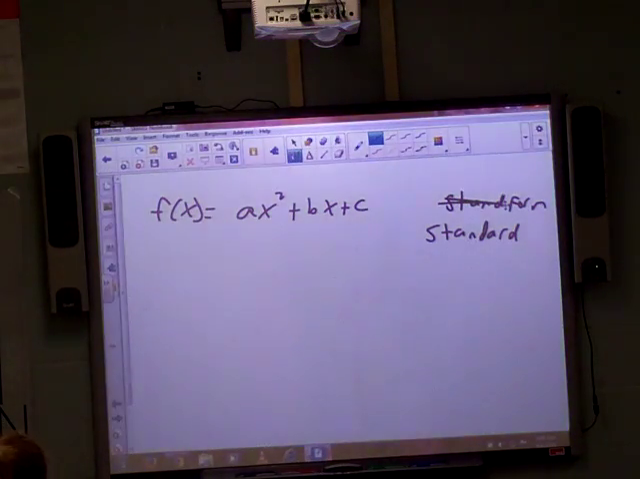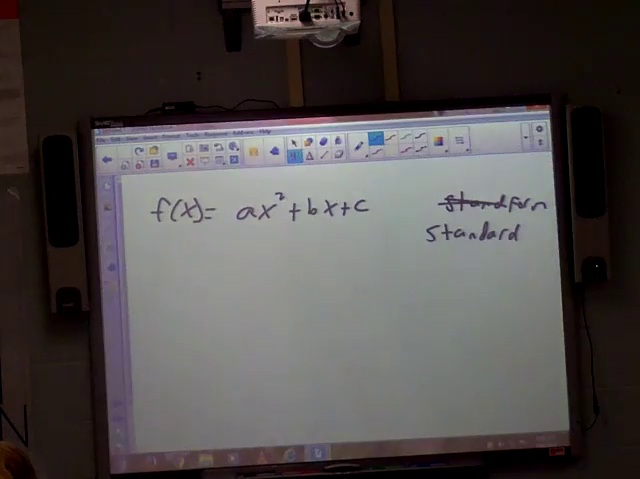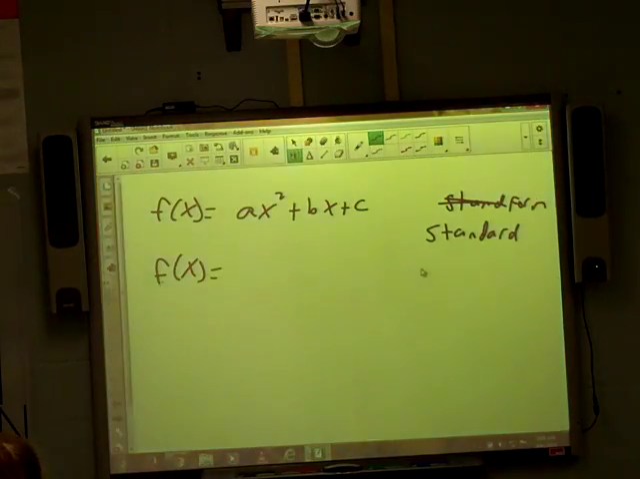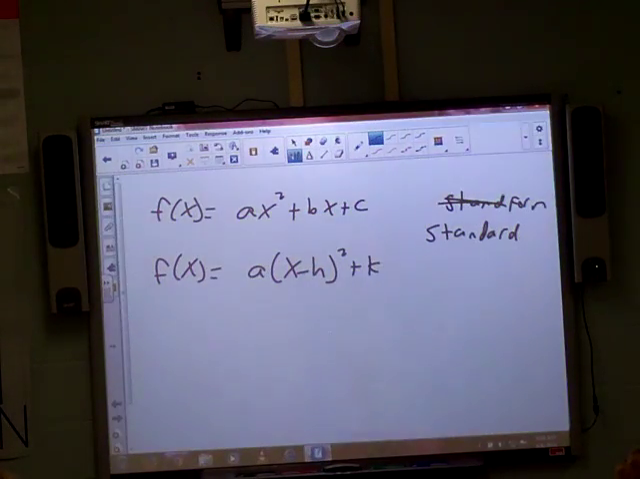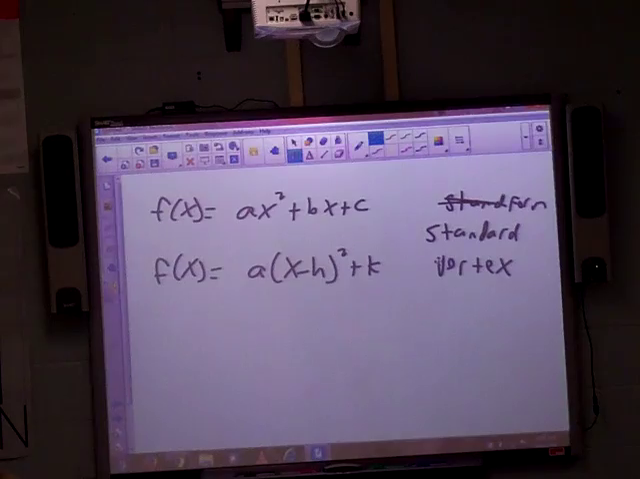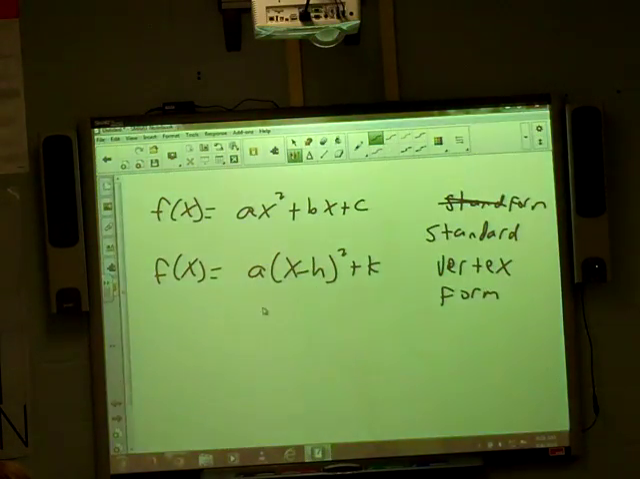Alright, so there we got standard form of a quadratic. Got a little side story here. This one is called vertex form. And out of that, your vertex is h, k.